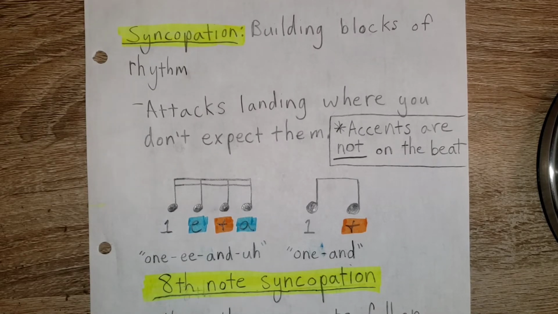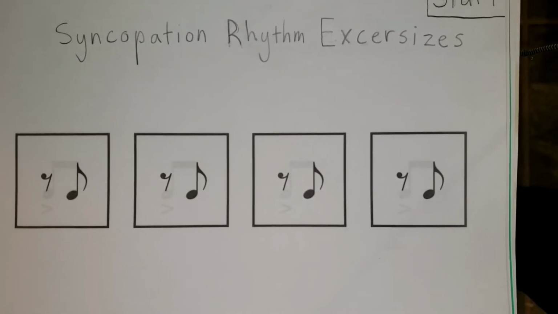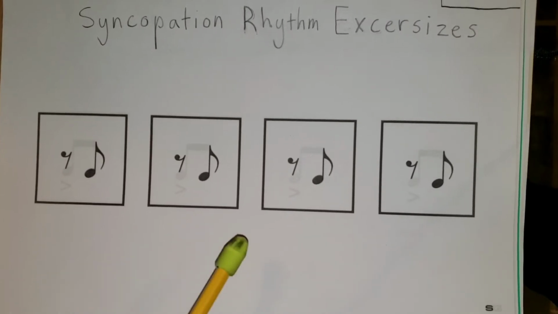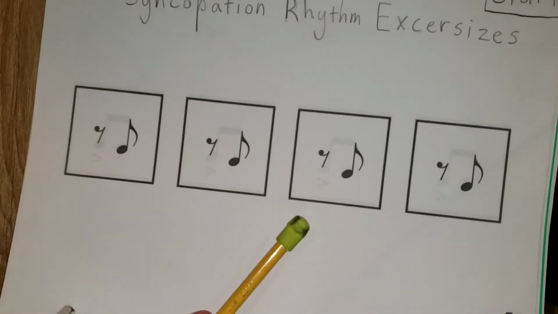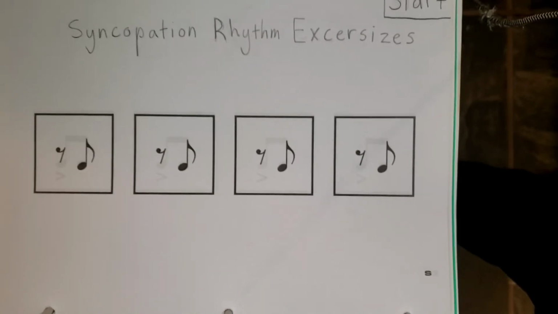Now let's look at some examples of syncopation to wrap our head around this a little better. Okay, here's your first one. Remember, this one's real simple. It's just on the and, so it's just and. That's how you're going to be playing it on an instrument, singing it, or whatever you're doing.